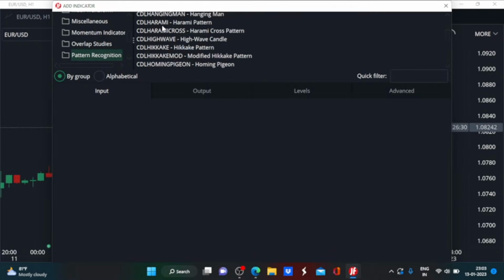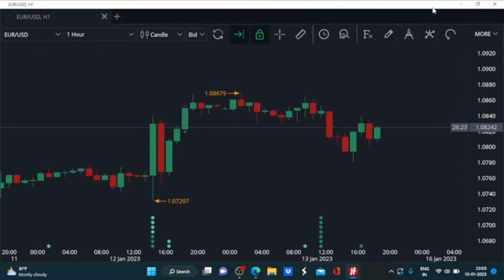So let me show you where this formation is listed. Just below the Harami pattern lies this Harami cross pattern. Now you don't really have to take all that trouble. I just wanted to be sure that you know where this formation lies, and now we can take this shortcut, the quick route, Harami cross pattern. Now I have added it to the chart.